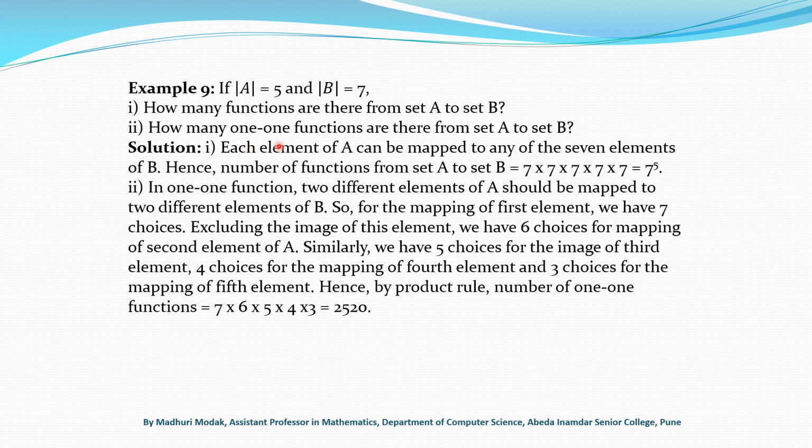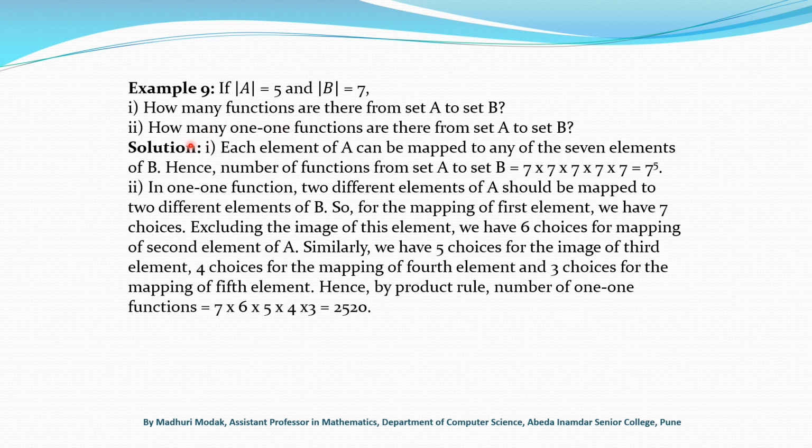Now, next example. If cardinality of A is 5 and cardinality of B is 7, how many functions are there from set A to set B? Second, how many one-one functions are there from set A to set B? Now, the first we can do directly using example 8. Each element of A can be mapped to any of the 7 elements of B. Hence, the number of functions from set A to set B is equal to 7 into 7 into 7, 5 times, which is 7 raised to 5. So instead of m and n, here the particular values of cardinalities of the two sets are given.